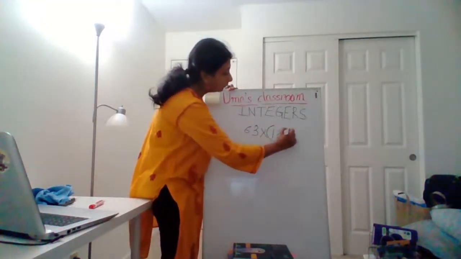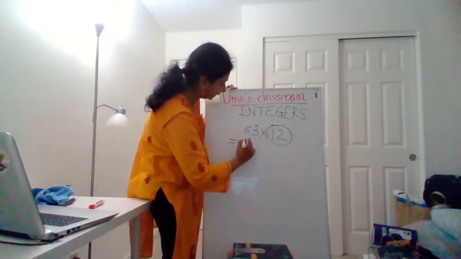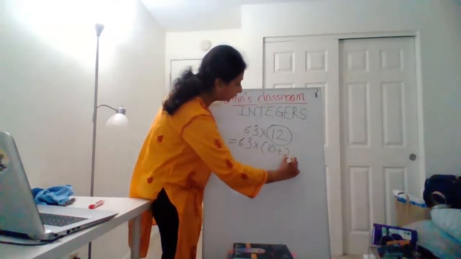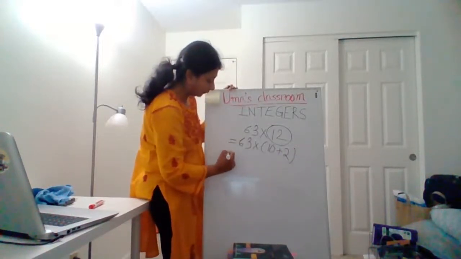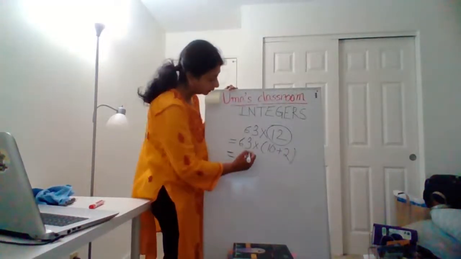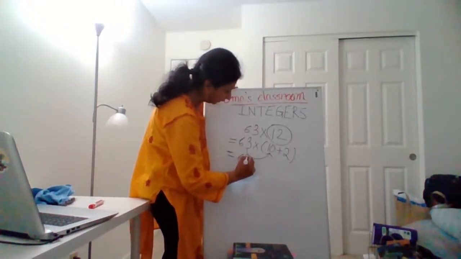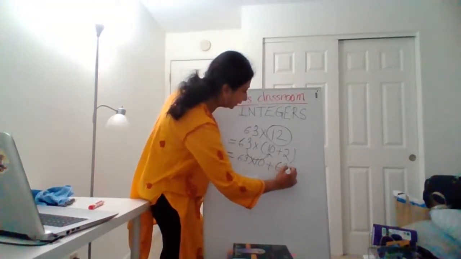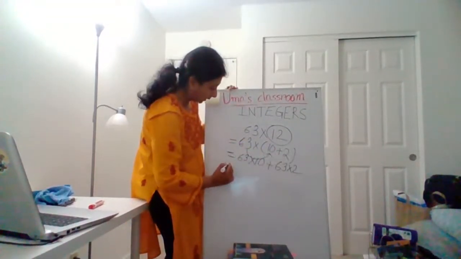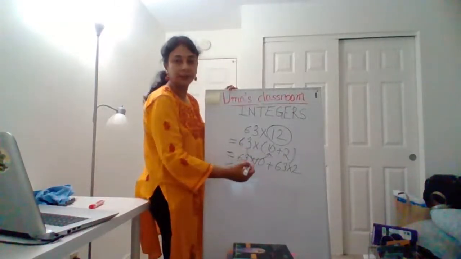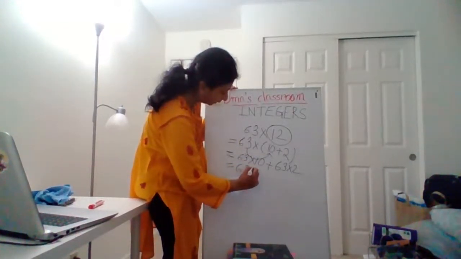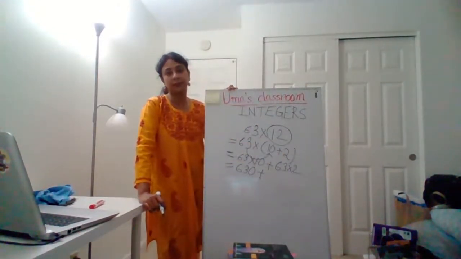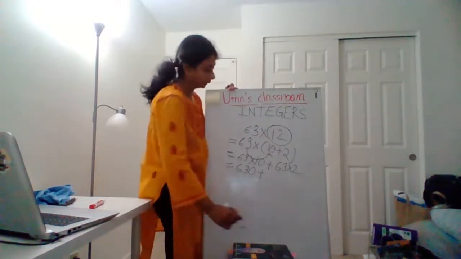So here, if I split this number 12 as 63 times 10 plus 2, I will apply the same distributive property. 63 times 10 plus 63 times 2. And we all know that 63 times 10 is 630, plus 63 times 2, it's a simple multiplication even for the junior level students also.